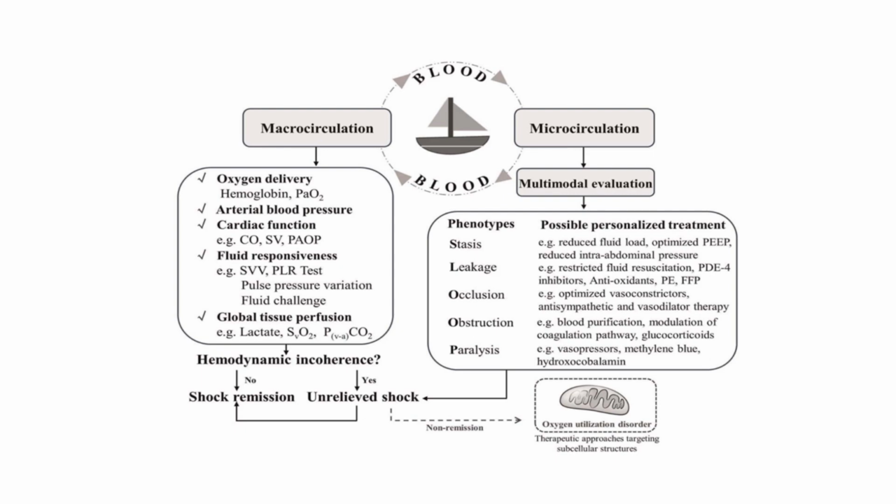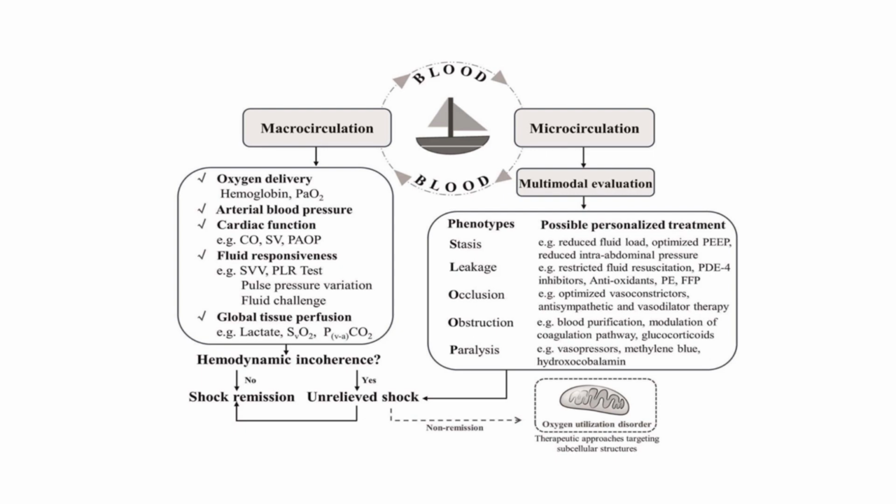Let's start with the macrocirculation, shown on the left side. This includes the parameters we routinely monitor in clinical practice. First, oxygen delivery, which depends on hemoglobin and arterial oxygen tension. Second, arterial blood pressure, which ensures sufficient perfusion pressure. Third, cardiac function, including cardiac output and stroke volume, reflecting the heart's pumping ability.